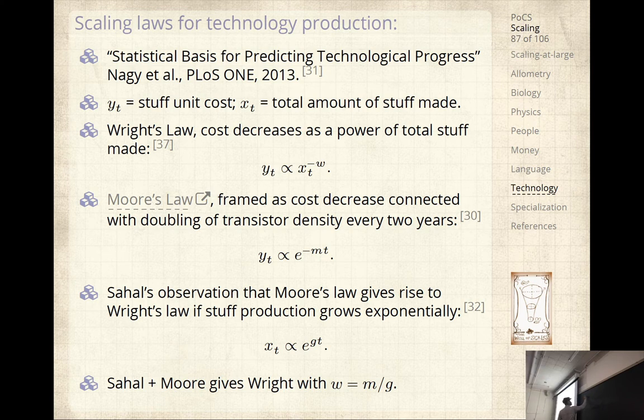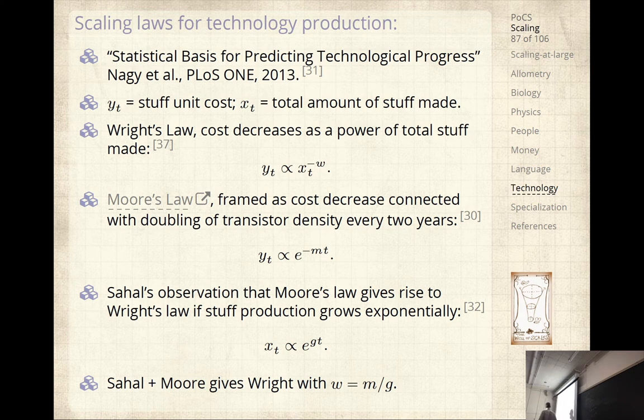Let me see if we can do a basic thing. So this is the output, and then of course we have the two that we're starting with: y_t is proportional to x_t to the minus w, and it's also proportional to e to the minus m t. So these are proportional to each other, there's a minus w here, e to the minus m t, and then we take the power of that, and we'd get a plus m over w t. So that would give us g is equal to plus m over w. Did I get that wrong? Okay, that works, yeah, all right.